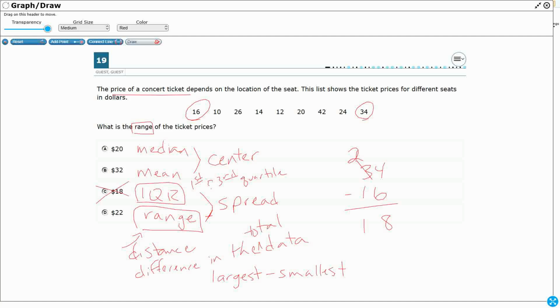So one of the ways that we need to think about how they are going to trick us on these questions is they're not going to give us the data in order. Yes, 16 is the leftmost piece of data, and 34 is the rightmost piece of data, but that doesn't mean it's the biggest and smallest. Remember, we're looking for largest and smallest. You always need to order them. So let's not do that. Let's look at them in order.